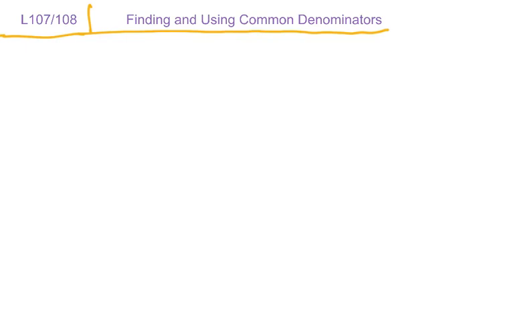L107/108. We're going to be both finding common denominators and using them. However, we've been dealing with these ideas already, so I just want to do a bunch of examples, and hopefully we come out on the right end. Here's the thing. Common denominators, we can always talk about common denominators. We're really always most focused on the least common denominators.